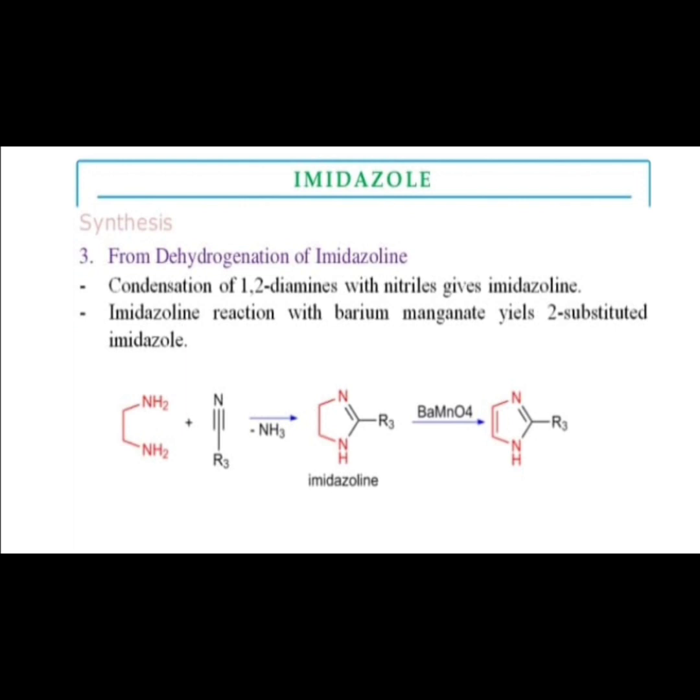From dehydrogenation of imidazoline: condensation of 1,2 diamines with nitriles gives imidazoline. Imidazoline reaction with barium manganate yields 2-substituted imidazole as the product. Here is the 1,2 diamine on reaction with nitriles, loss of ammonia to give imidazoline as the product, in the presence of barium manganate to give this structure.